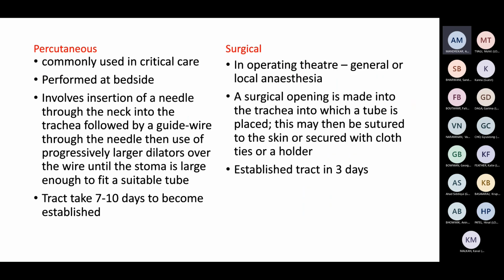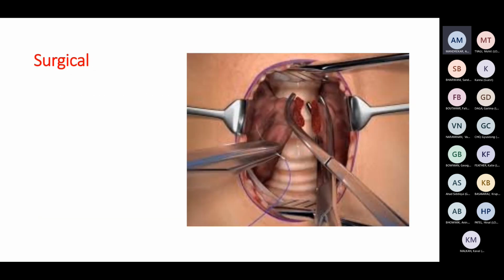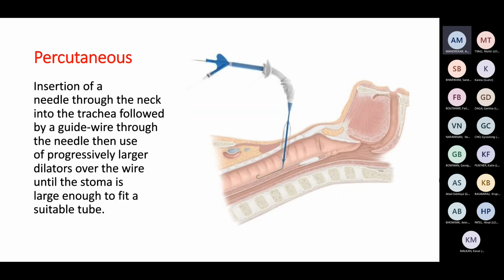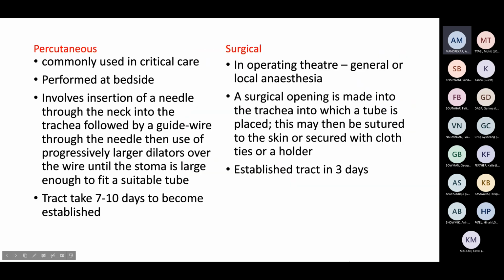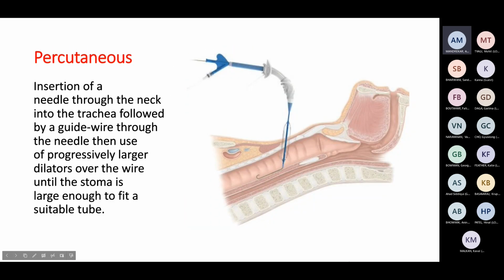While the percutaneous one is a non-open procedure. It's basically inserting the needle through the neck and then putting a guide wire over this needle, and then using progressively larger dilators just to get the right size of the tracheal stoma, and so to be able to place the tracheostomy tube.